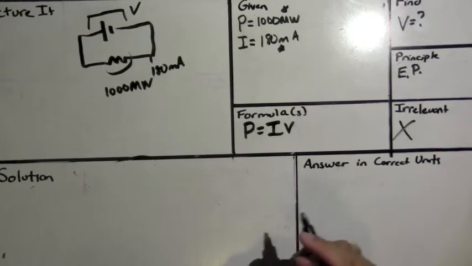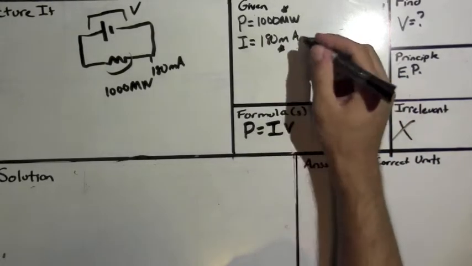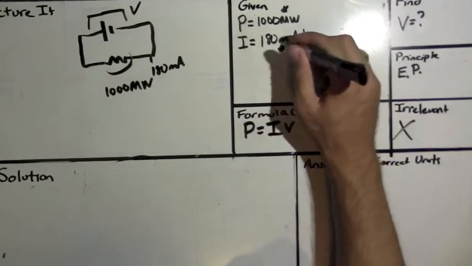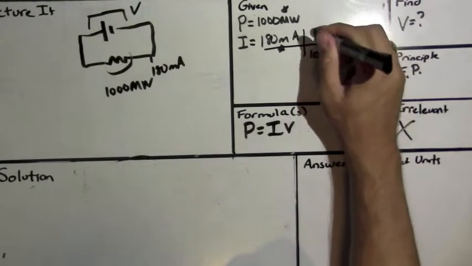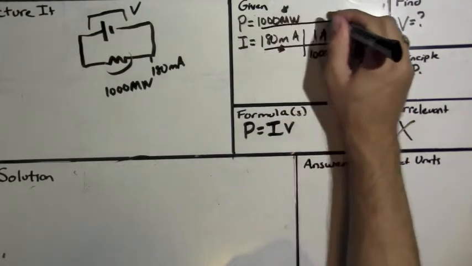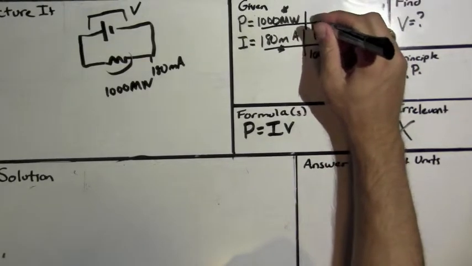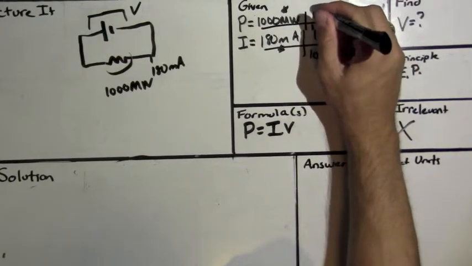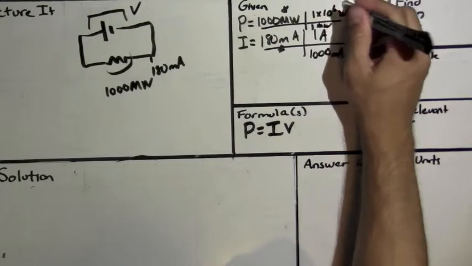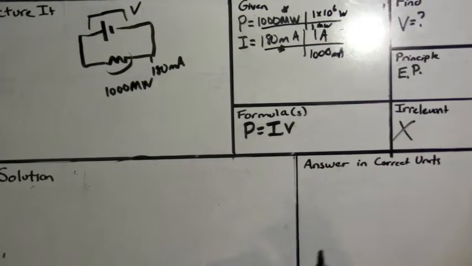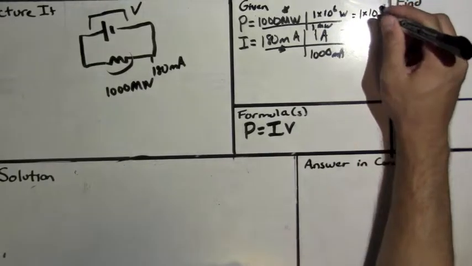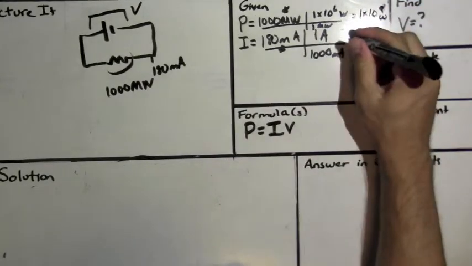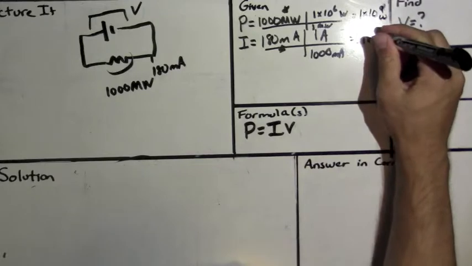Now we can go ahead and convert our values. We can say 180 milliamps. Remember, there are 1000 milliamps in 1 amp. And for megawatts, in 1 megawatt, that is a million, or 1 times 10 to the 6th watts. So our power ends up being 1 times 10 to the 9th watts, and our current ends up being 0.18 amps.